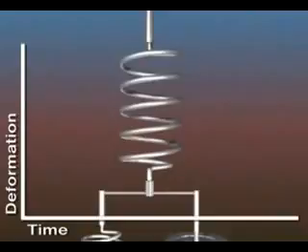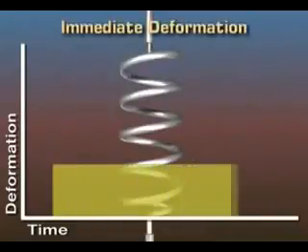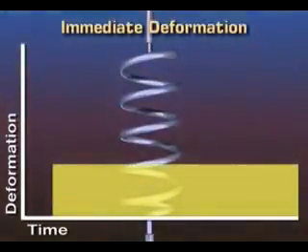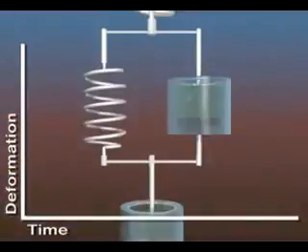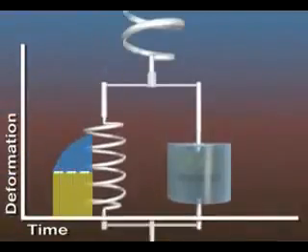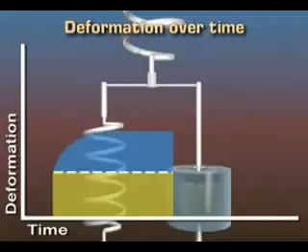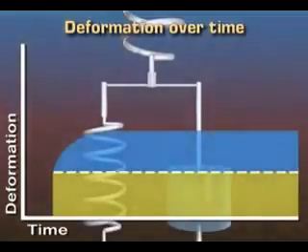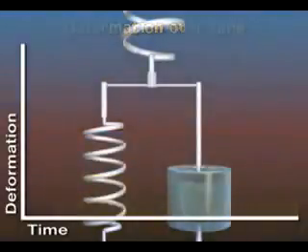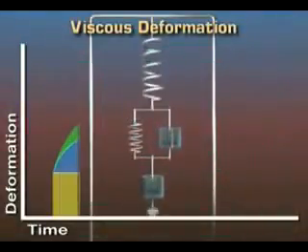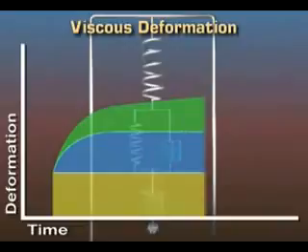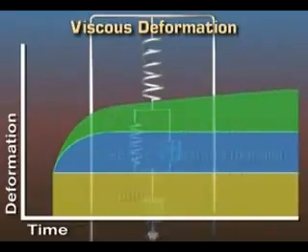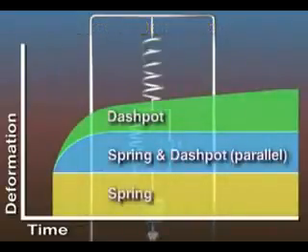When the weight is applied, the system undergoes an immediate deformation due to the spring component. The second component, with the spring and dashpot in parallel, produces a deformation over time. The viscous deformation of the third component is added to the second component. This results in a model of the behavior of the loaded system over time.